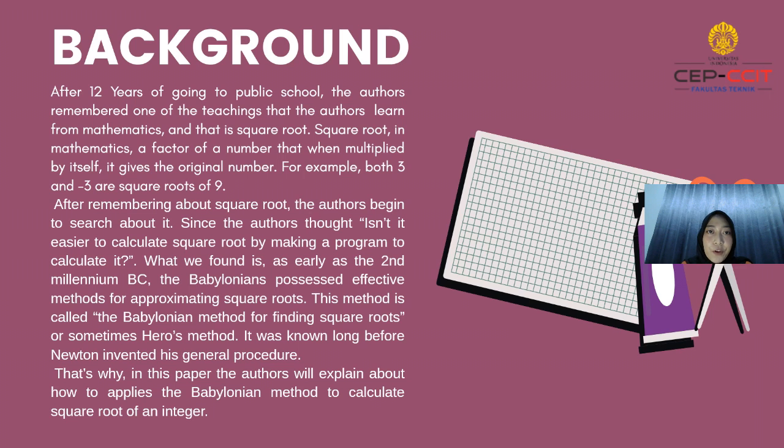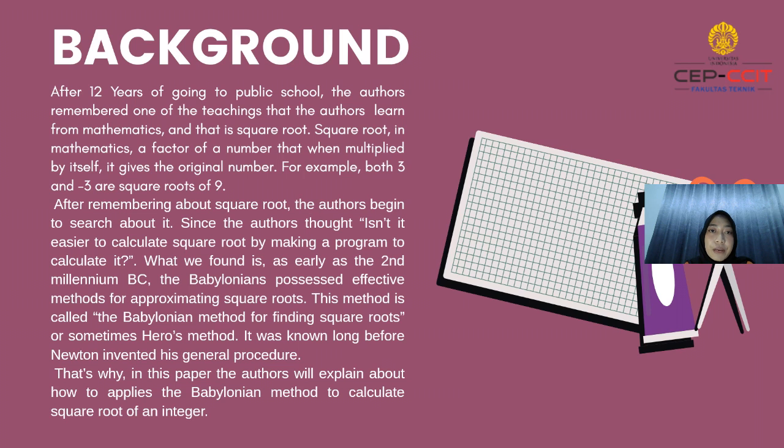After 12 years of going to public school, the authors remember one of the teachings that they learned from mathematics, and that is square root. Square root in mathematics is a factor of a number that, when multiplied by itself, gives the original number. For example, both 3 and minus 3 are square roots of 9.